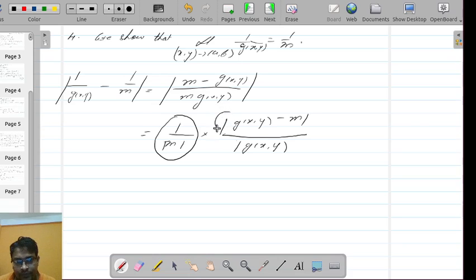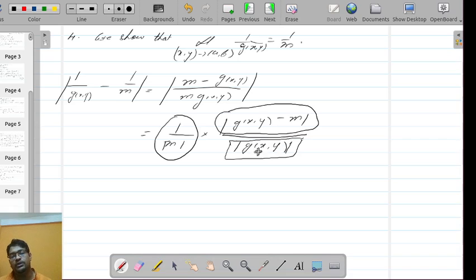It is not dependent on x and y. This term, mod of g of xy minus m, can be controlled. Why can it be controlled? Because it is already given that limit g of xy is equal to m, so we can make it smaller than any arbitrary quantity. The only thing that we need to worry about is mod of g of xy. I will have to show that 1 divided by mod of g of xy is less than some quantity.